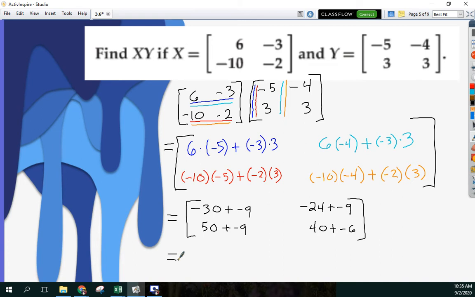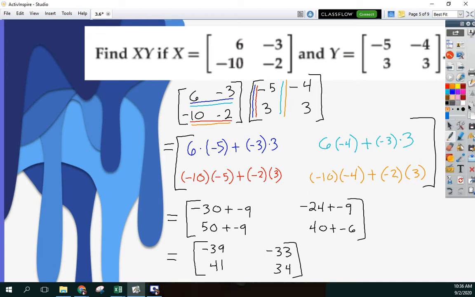So then just simplifying those one step further, I get negative 39, negative 33, positive 41, and a positive 34. And that would be my resulting matrix. And notice that it's going to be a 2 by 2 because those were the outer dimensions of the two matrices that I was multiplying.